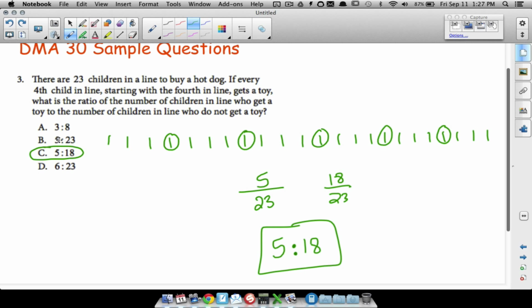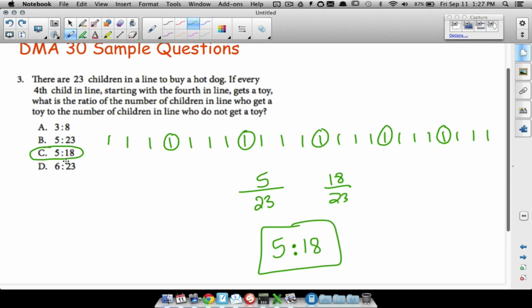Very tricky because you think it would be B, but that would be the ratio of the number of children who get a toy compared to the total number of children in line. But that's not what we want to find. We want the ratio of the number of children in line who get a toy, that was 5, to the number of children in line who do not get a toy. 18 children do not get a toy. So that's the ratio we're looking for. Be careful with that one.